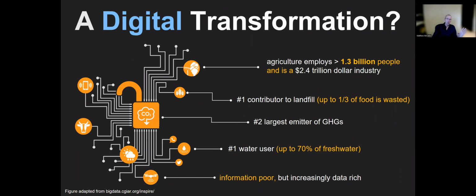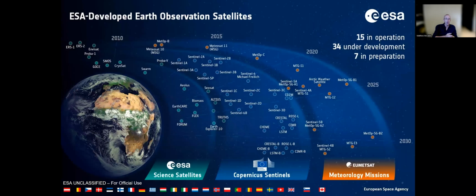Now, for a sector that employs 1.3 billion people and represents a $2.4 trillion industry, the agriculture sector really still remains very much stuck in the dark ages. Our entire food and water system is really ripe for disruption. We need a digital transformation. And what we really need is local level knowledge delivered at the planetary scale. And that's really the kind of motivation that's driving a lot of my work.